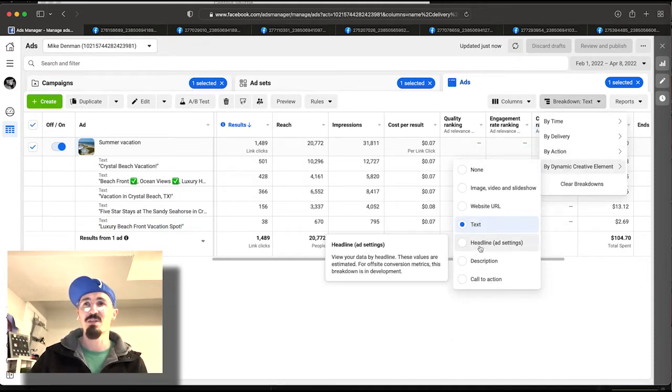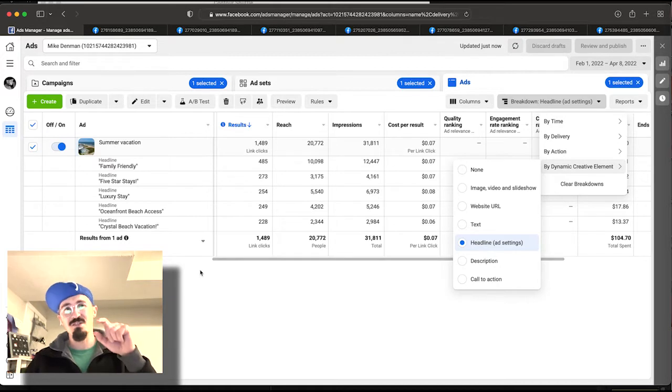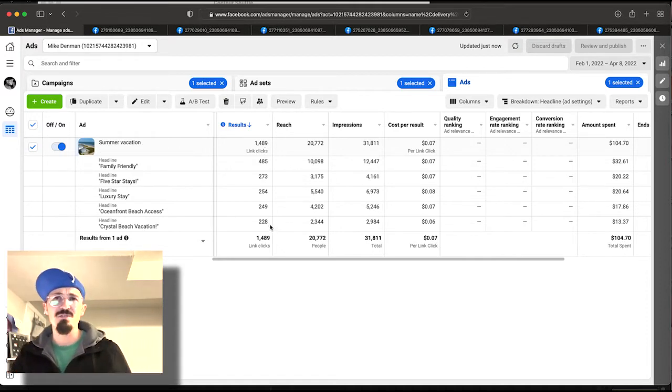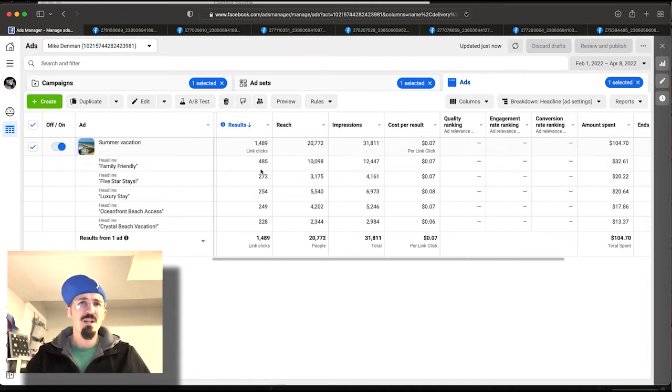So now we go to the headline, which is the black text in the ad itself near the bottom. So I put family friendly here, did the best, 485. 5-star stays did the second best, 273. Luxury stays still did well, oceanfront beach access, Crystal Beach Vacation. Now all of these are actually doing really decently, in the 200s range. Tells me that they're getting enough clicks that ultimately for those subsets of people, it worked, and that is the triggering word for what those guys are. And so these are all winning ad headlines.